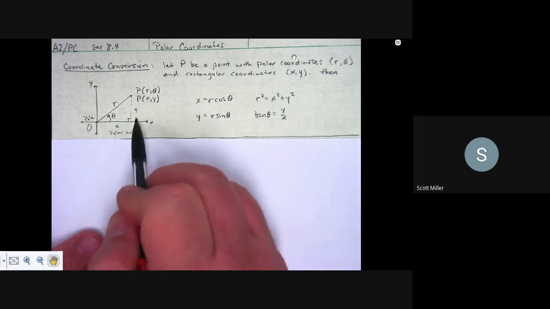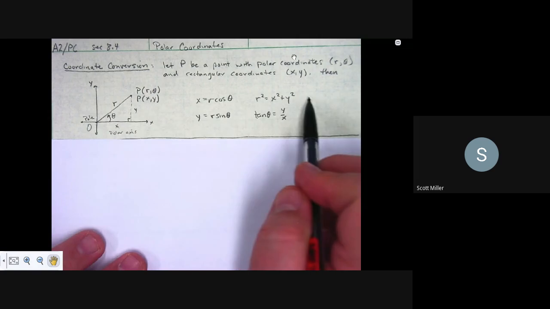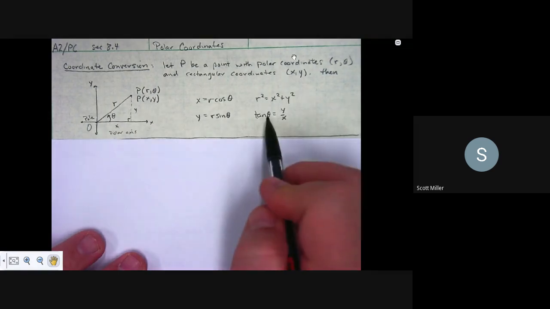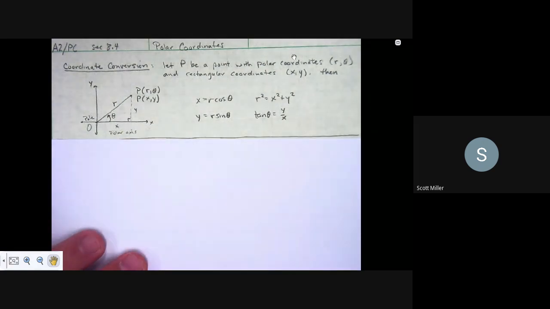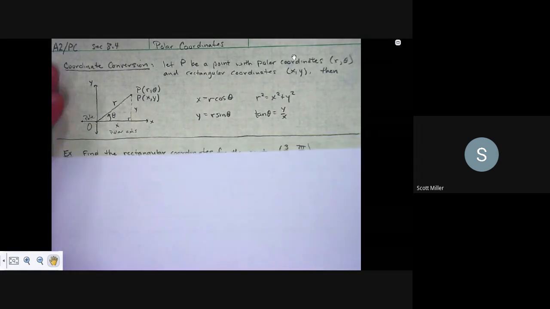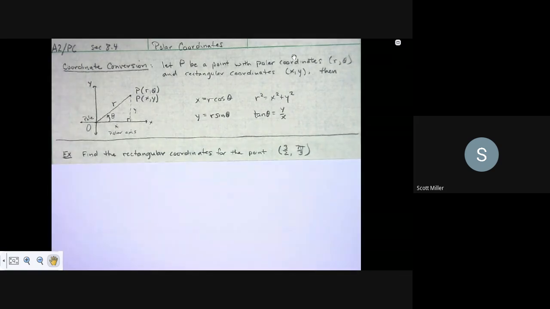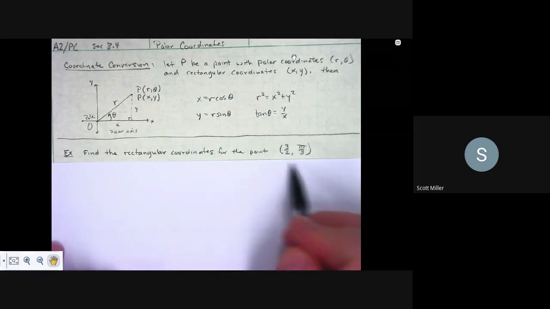Because I have a right triangle here, r squared is related to x squared and y squared by the Pythagorean theorem. And I can represent the angle using the tangent definition, y over x. So we use these things to convert coordinates into the other format, back and forth. Okay? And so we're going to do this example right here and show you how to do that. So this is a polar coordinate, and we're going to change it to a rectangular coordinate.